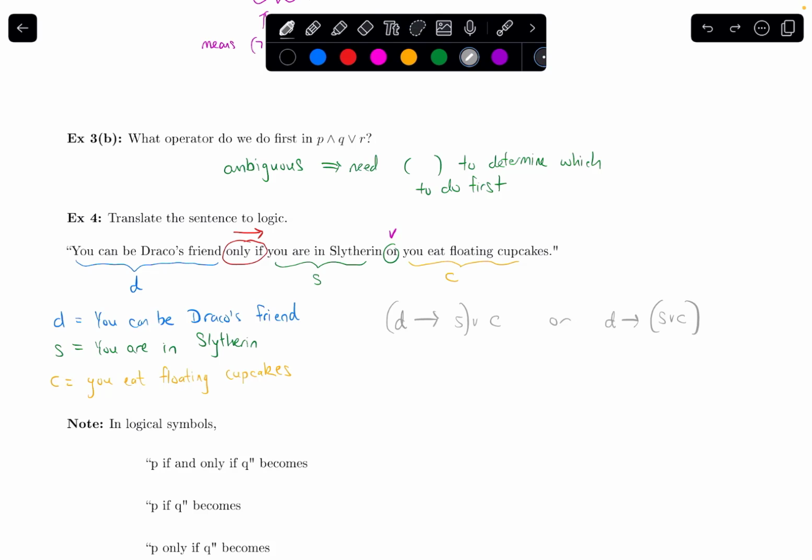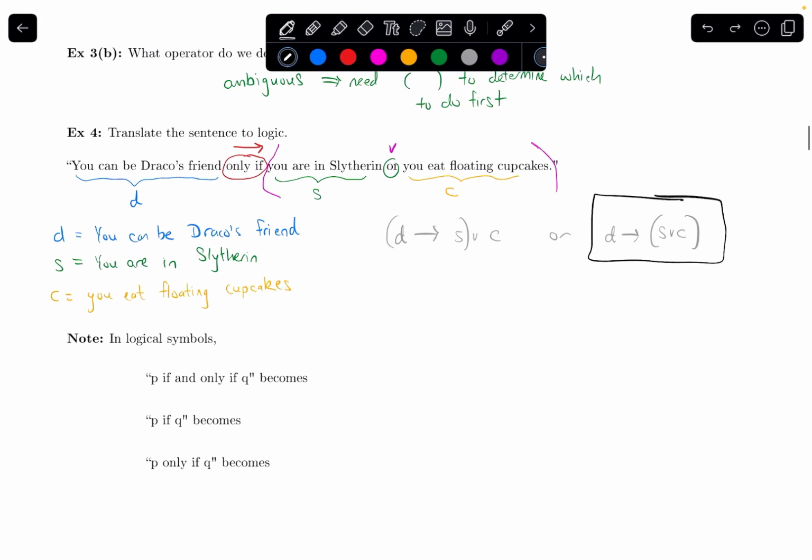And I think based on the context of the sentence, the main operator is this "only if". So you can be Draco's friend only if, and then they're about to provide a condition. And all of this I kind of see as being in parentheses. You can be Draco's friend only if you're in Slytherin or you eat floating cupcakes. That seems to be the context of the sentence. So I think that is a strong indicator that this is the way to write it in logic, and that this is the main operator here.